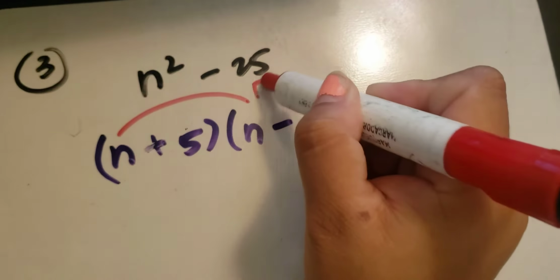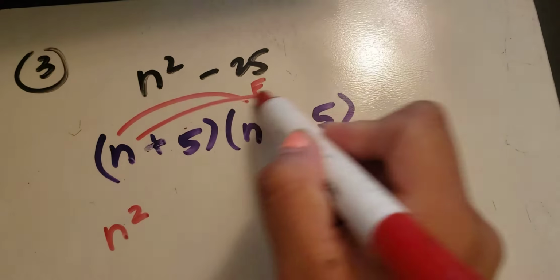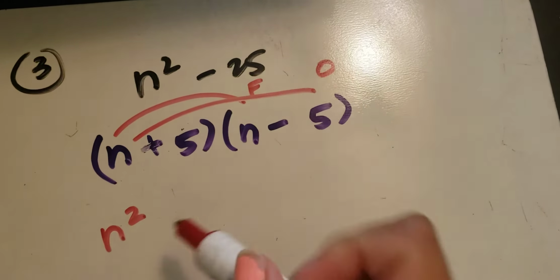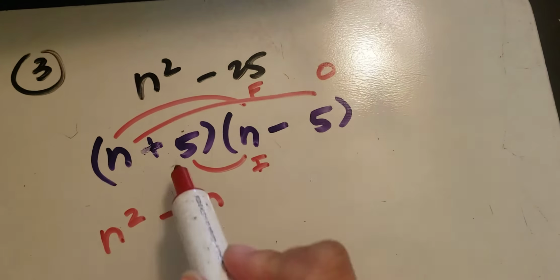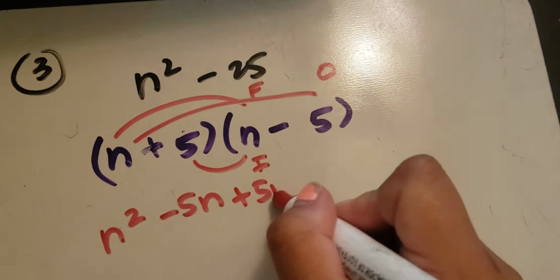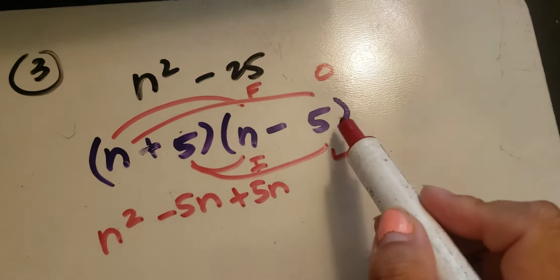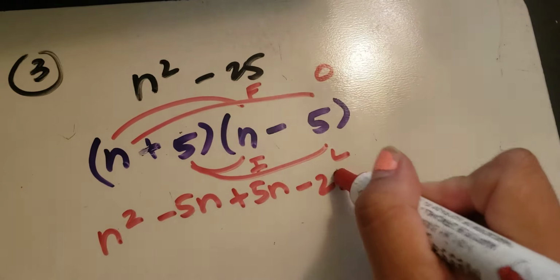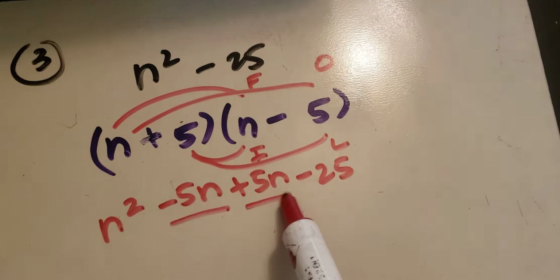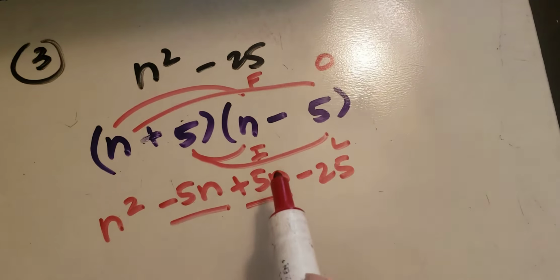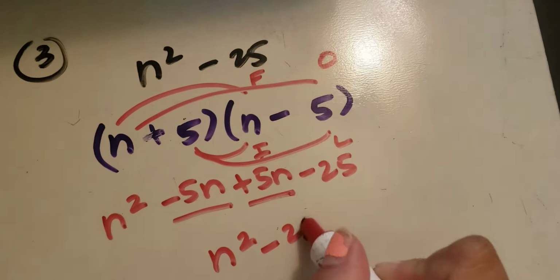Again, I'm doing FOIL. N times n is going to give me n squared. N times negative 5 is going to give me negative 5n. 5 times n is going to give me positive 5n. And 5 times negative 5 is going to give me negative 25. So notice my middle terms, one's negative and one's positive, and they're opposites, so they're going to cancel out. So we're just going to be left with n squared minus 25.